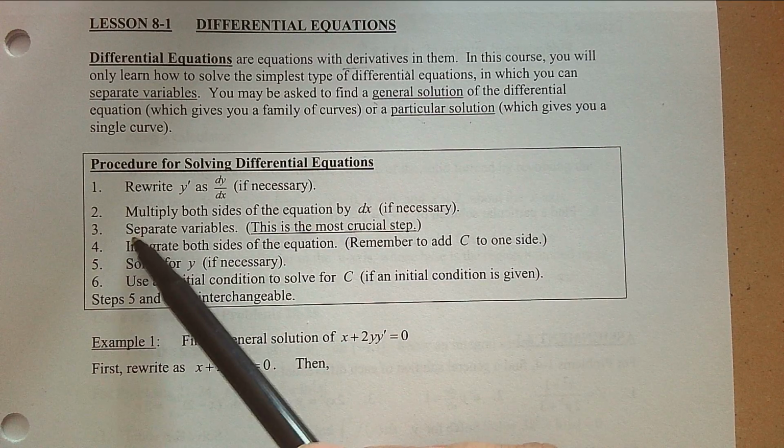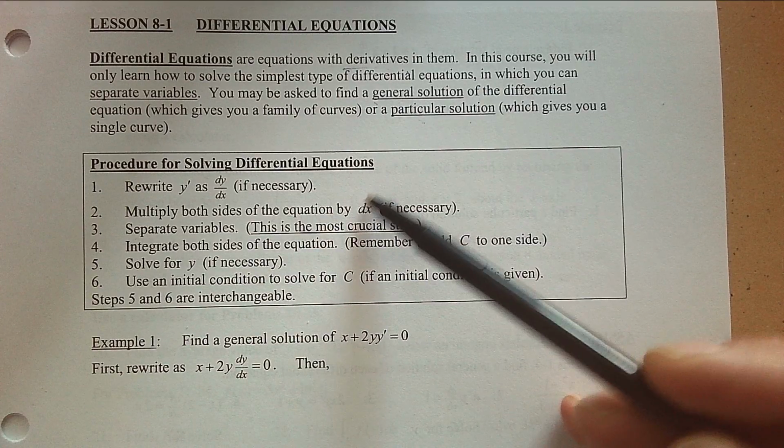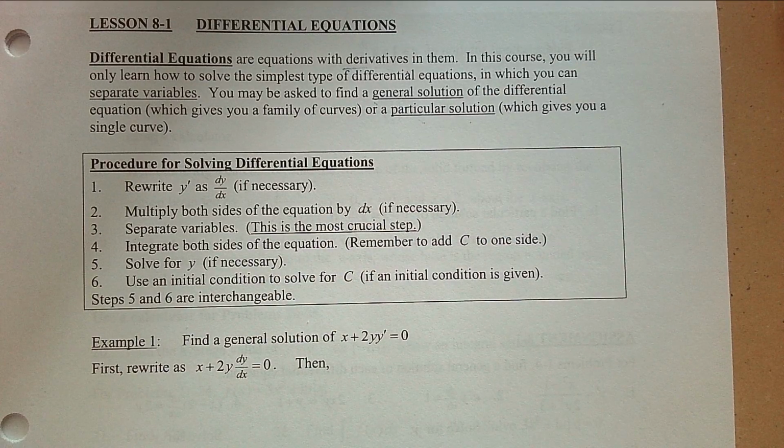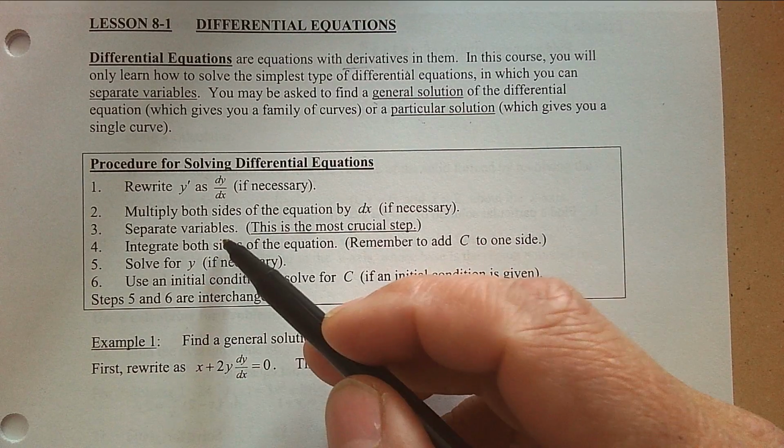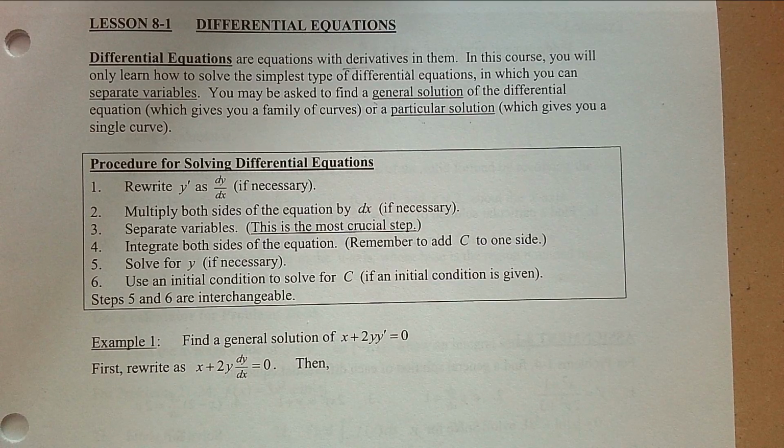Now, multiply both sides of the equation by dx, meaning you have dy on one side and you have dx on the other side. Separate the variables. This is the most crucial step. What does that mean? All the y's on one side, all the x's on the other side. Integrate both sides of the equation. Solve for y if necessary, meaning if y isn't by itself, you might have to do some steps to undo whatever's around y to get it by itself.